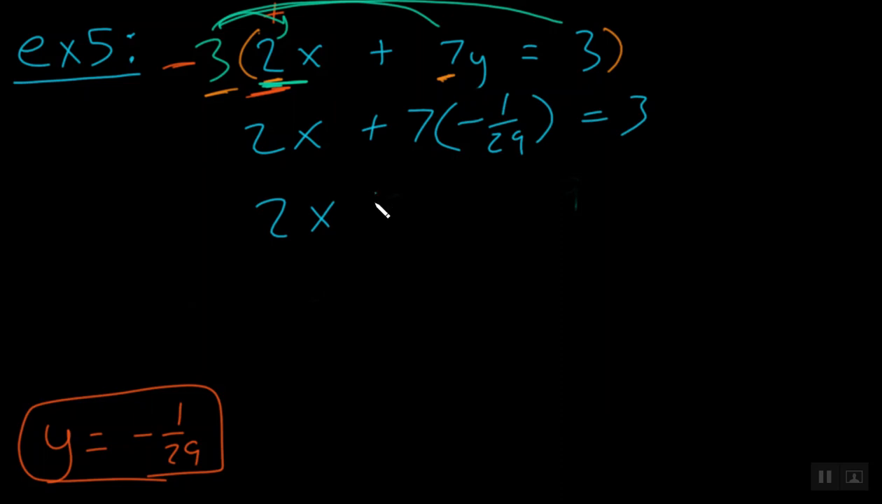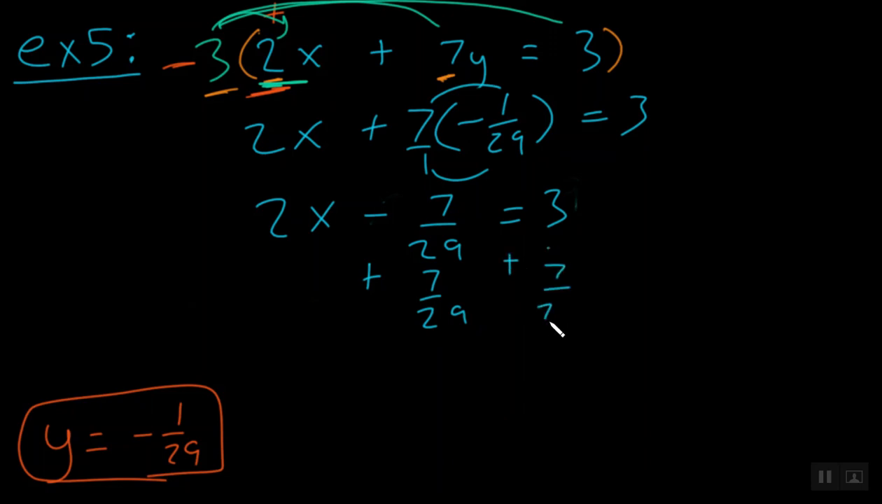So let's do 2x plus, this is really 7 over 1. Remember my fraction rules, top times top, bottom times bottom. Let's kind of say it like this. Positive 7 times negative 1 is actually going to be a negative, so let me erase this plus sign. It's going to be negative 7 over 1 times 29, which is 29, equals 3. Okay, in order to solve for x, we have to get rid of this negative 7 over 29, so let's do plus 7 over 29. I can write plus 7 over 29.